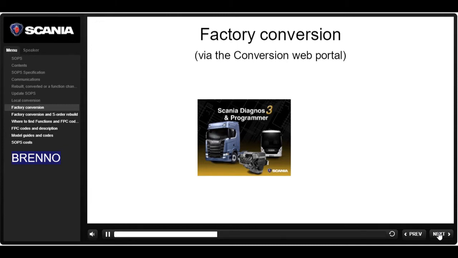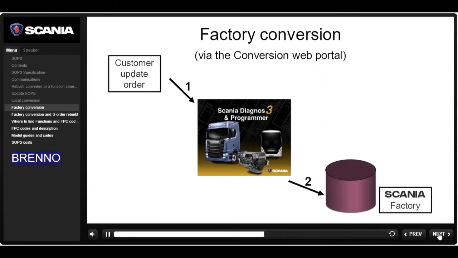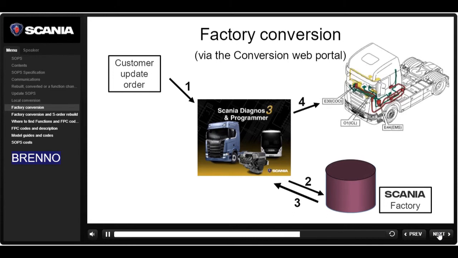Factory conversion. 1. The customer wants to update his vehicle with a new feature that can't be carried out directly in SDP3. 2 to 3. After checking in the factory database, the change can be carried out for this vehicle. 4. The change can be transferred to the vehicle via SDP3 and conversion. 5 to 6. The new SOPS file is transferred from the vehicle to the factory's database, resulting in updates in SP2 and Multi. This requires an internet connection to the Scania network.